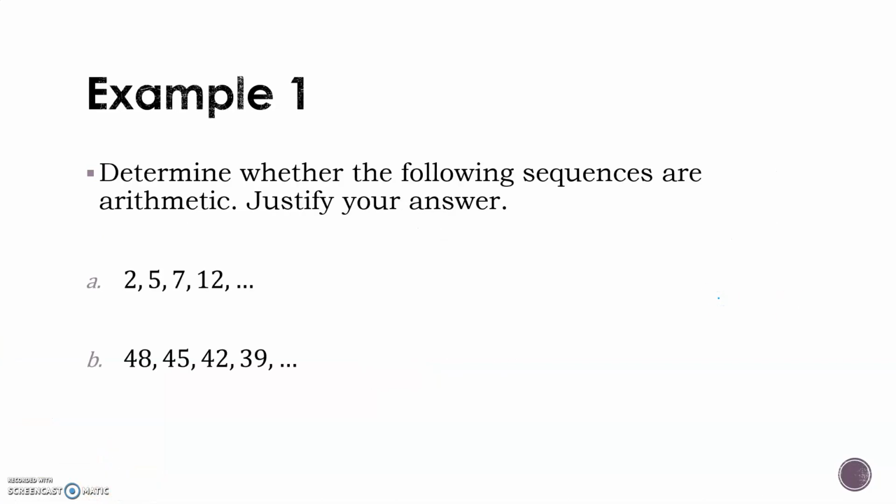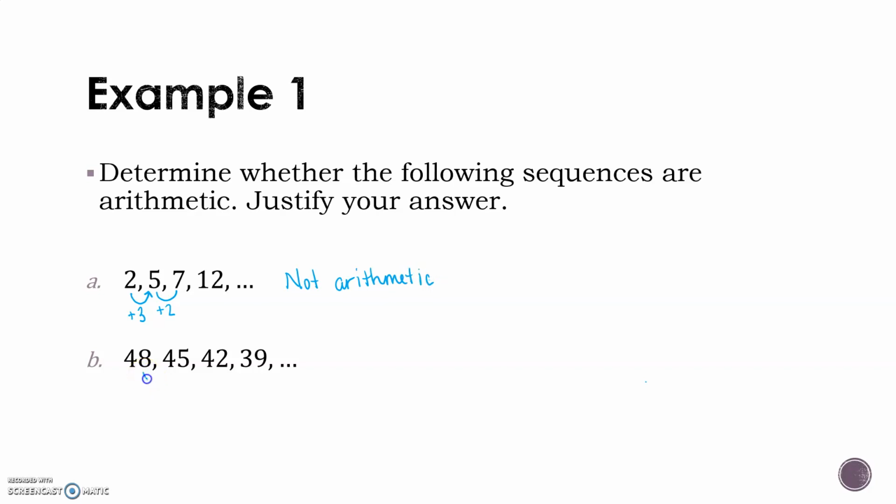So we can determine if something's an arithmetic sequence by looking at, are we adding the same thing every time? So what do I have to add to 2 to get 5? 3. Add to 5 to get to 7 is 2. So automatically, I don't even have to check the next one. I know that this is not arithmetic because we don't add or subtract by the same thing every time.